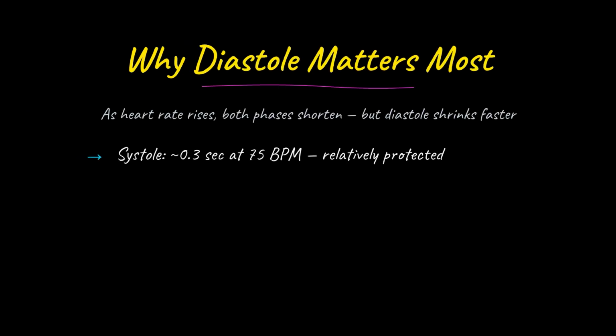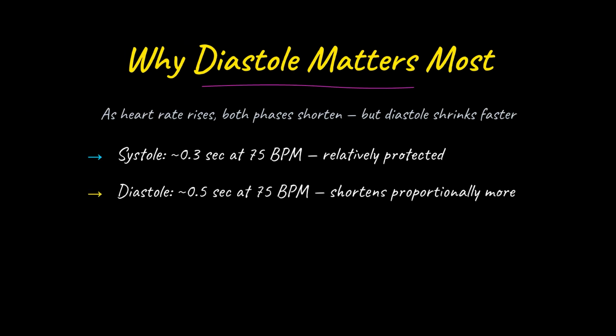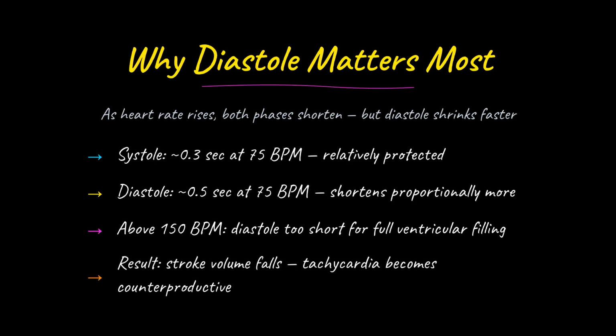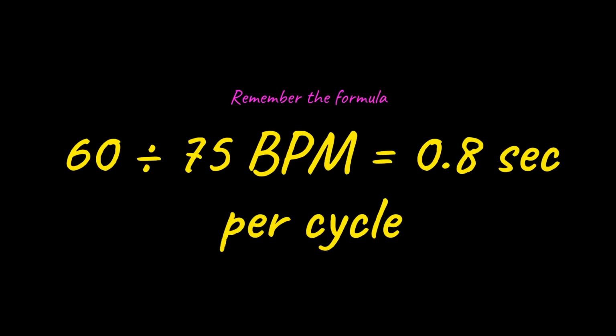Within the 0.8 second cycle, systole takes roughly 1/3 and diastole 2/3. When heart rate climbs, diastole bears the bigger cut. Above 150 beats per minute, the ventricles cannot fill completely, stroke volume drops, and a fast rate actually hurts cardiac output. Keep the conversion simple, 60 divided by the rate. Know the 3 canonical answers, 1 second, 0.8, and 0.6, and you will never lose points on a cycle length question.